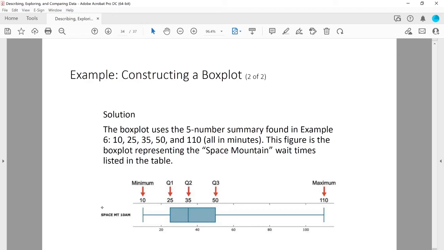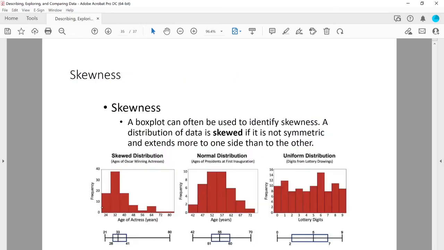Okay. By using the box plot, we can find out the skewness of the data. So as you can see here, these are the 3 examples. This is a right skew data, this is a normal distribution, and this is the uniform distribution. Just by looking at the box plot, we can find out this distribution.